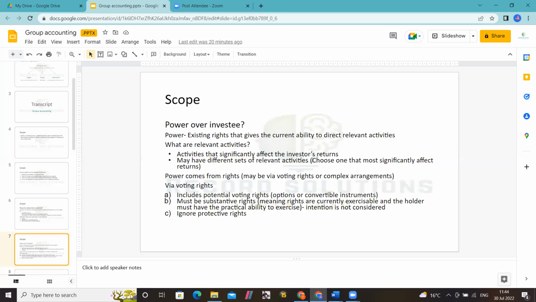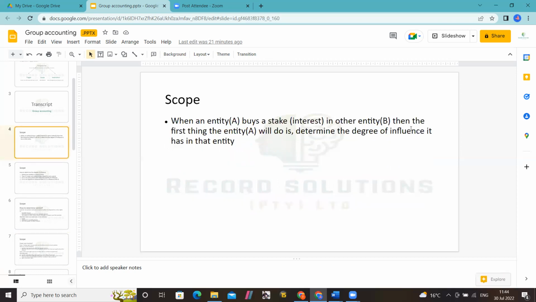So I'll give you examples of activities. Let's look at operational activities, right? There are a bunch of operational activities in a business. Those are things like who we are going to sell to, our costs, right? Do you see that those decisions affect the investor's return significantly? So let's say A invested in B. The customers that B is selling to, the person who decides that, that's a relevant activity. Why? Because it significantly affects the returns.